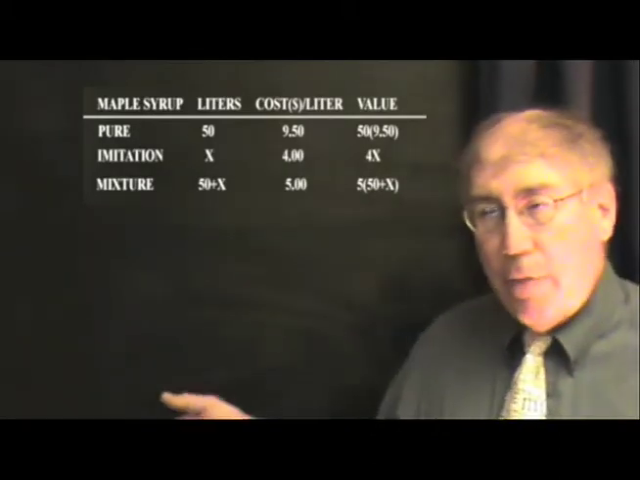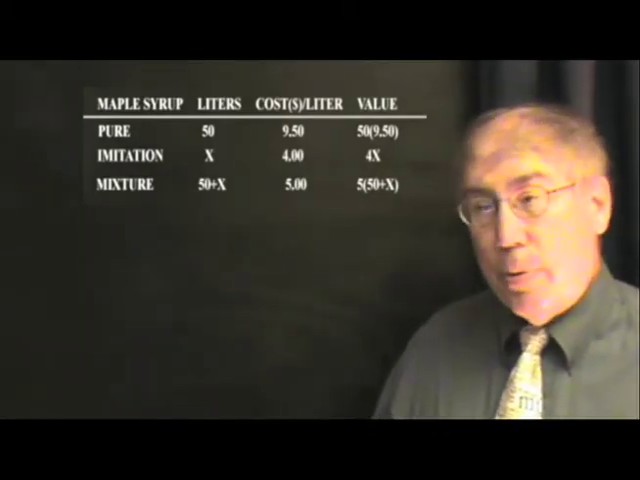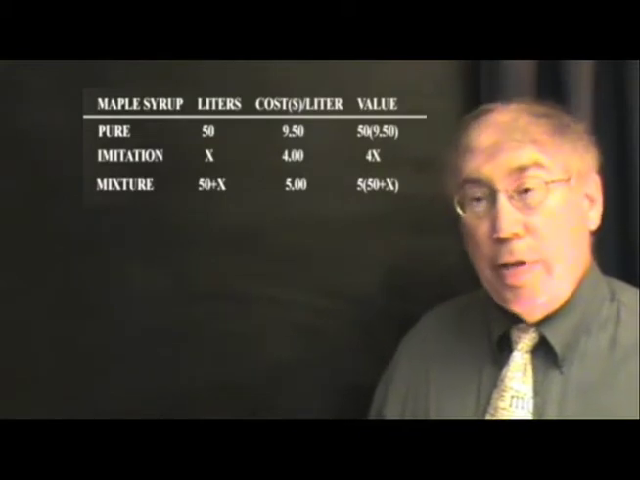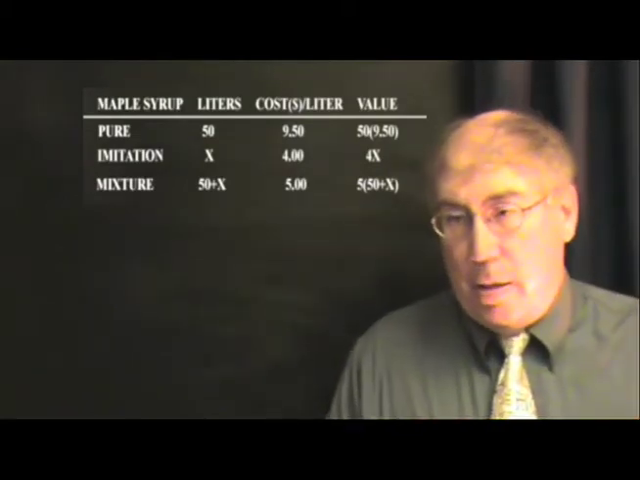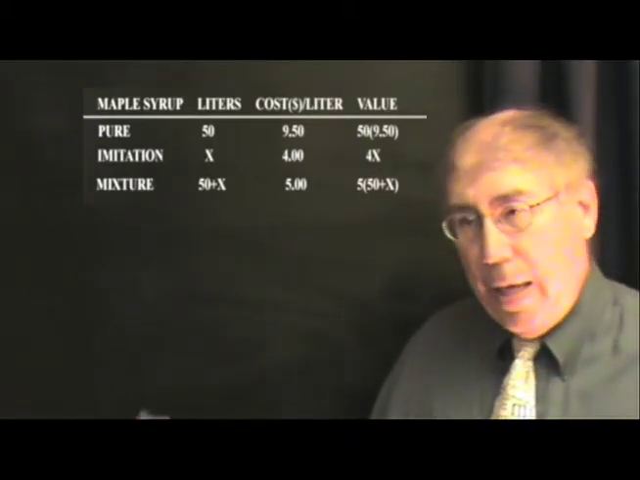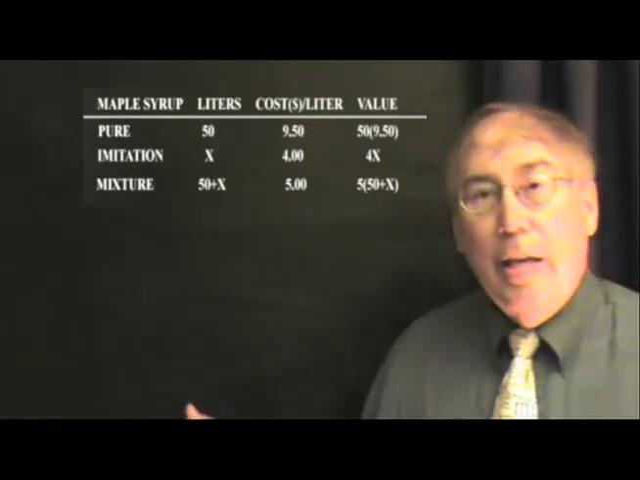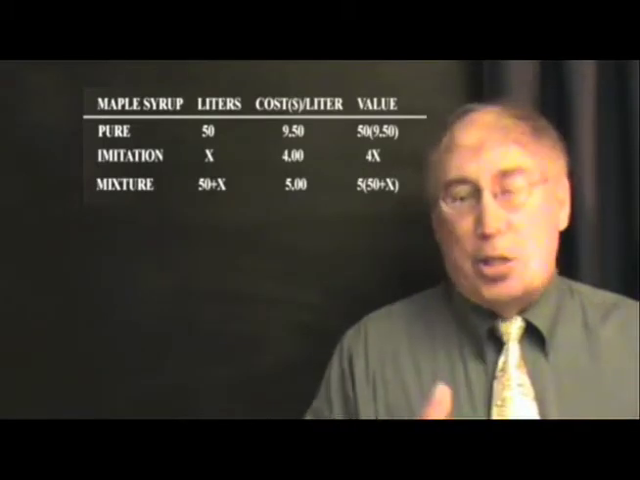We have 50 liters of pure maple syrup at $9.50 a liter, and some imitation maple syrup will represent by X at $4 per liter. So the total mixture is 50 plus X.